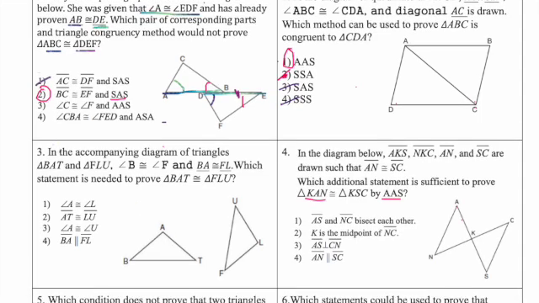All right, so in the accompanying diagram of triangle BAT and triangle FLU, angle B is congruent to angle F, and BA is congruent to FL. Okay. Which statement is needed to prove triangle BAT is congruent to FLU? Angle A is congruent to angle L. Well, that would give me angle side angle. That would work. Okay. So, honestly, that's really enough, but I will check.